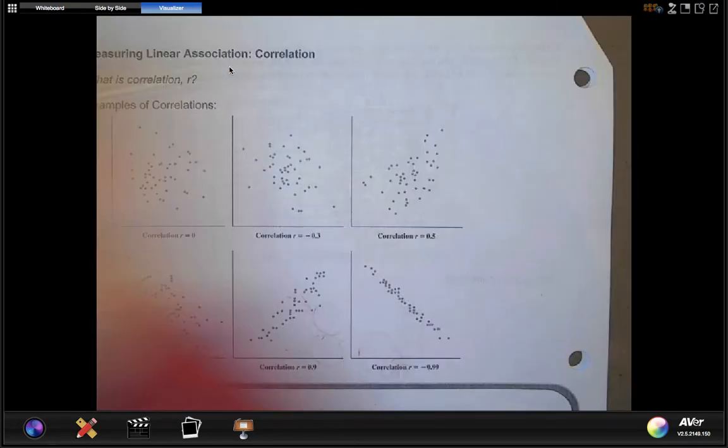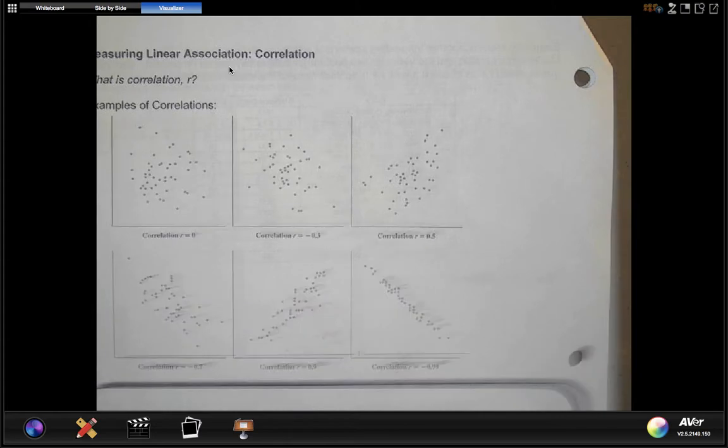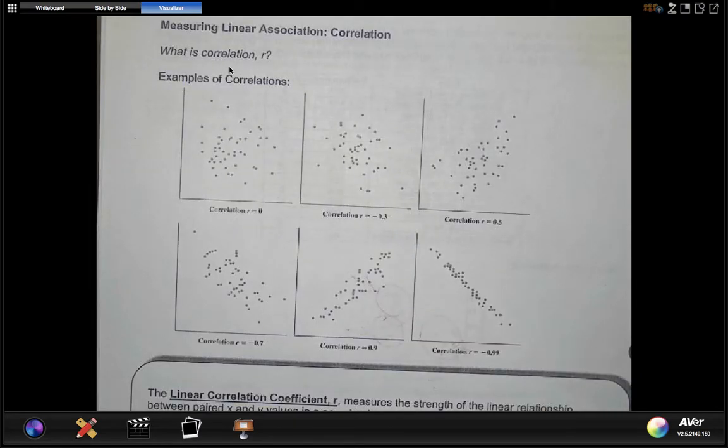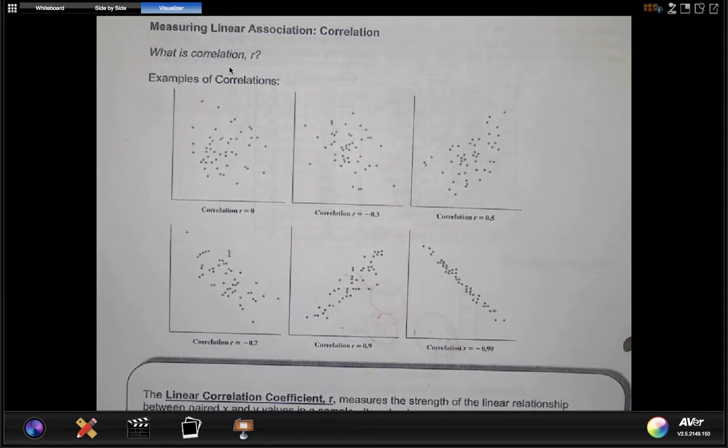All right, so what is correlation? Correlation is a mathematical equation that can help us measure direction and strength of a linear relationship. So it is a formula. The formula is down below. And again, it's just giving us the strength and the direction, because it'll give us a positive or negative, of a linear relationship. Like I said, it is a formula.